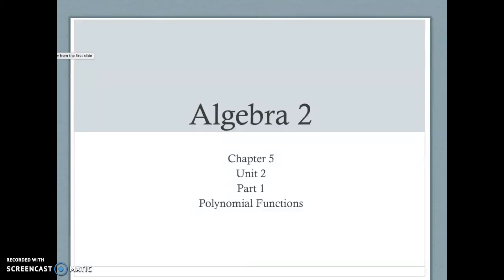This is Algebra 2, Chapter 5, Unit 2, Part 1, Polynomial Functions.